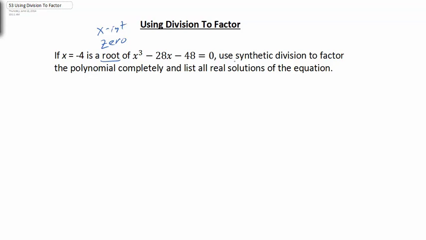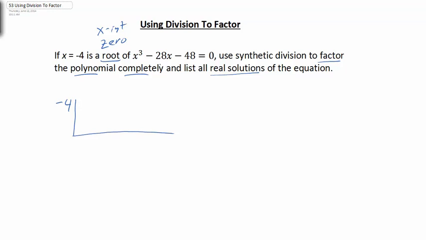Now it says we want to use synthetic division to factor the polynomial completely, and we want to list all the real solutions. So to do that, if -4 is a solution, then we can simply take -4 and divide that into our polynomial. And because it's a solution, we know it's going to divide evenly.